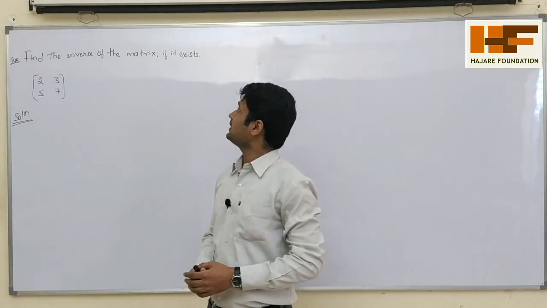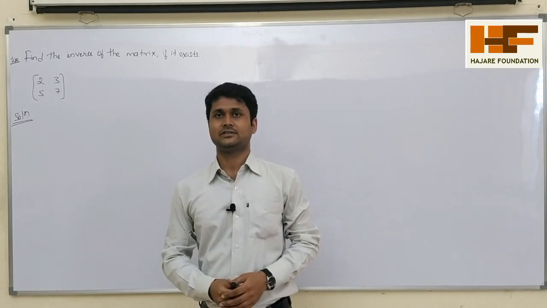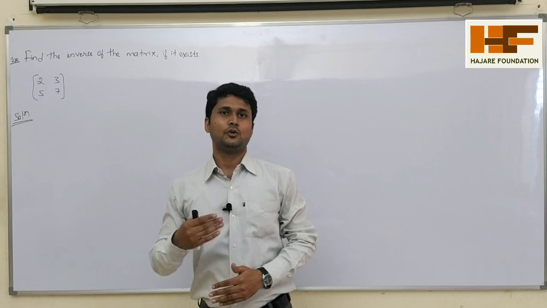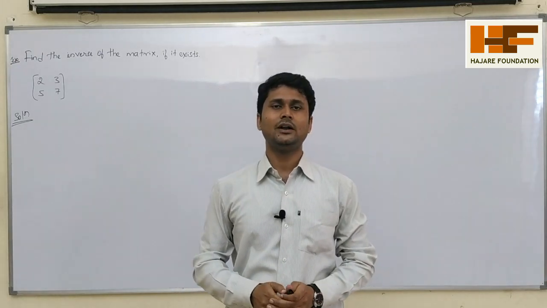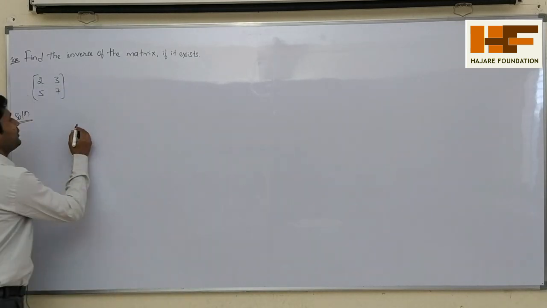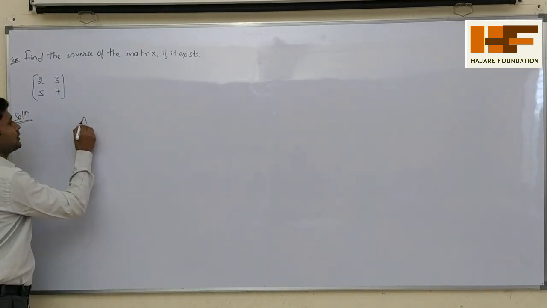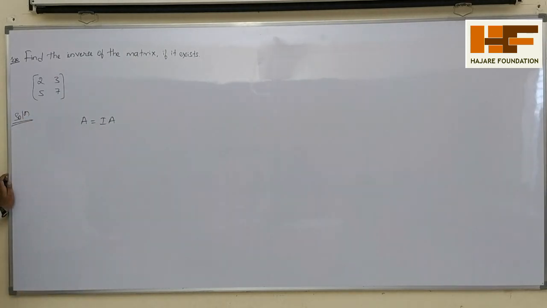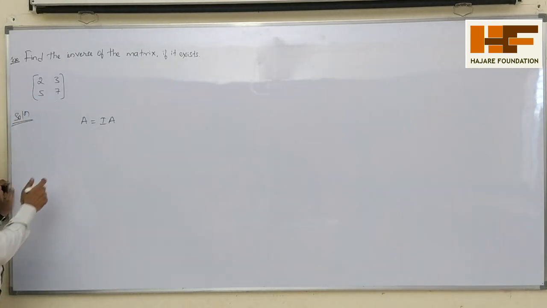Find the inverse of the matrix if it exists. A matrix is given, and using this matrix we have to find its inverse. Already you know our standard formula. We have to remember A is equal to I into A. This is the standard formula we have to remember. I am considering this matrix as A.